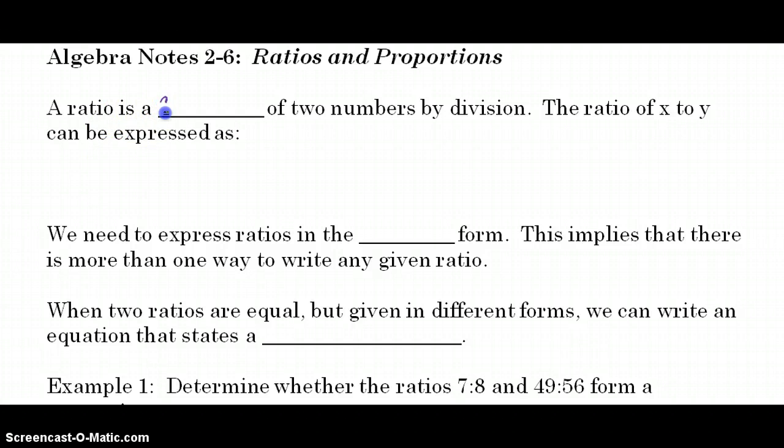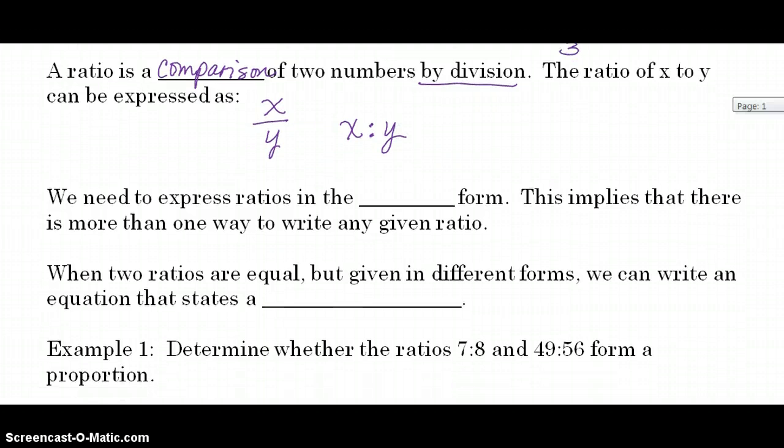A ratio is a comparison of two numbers, and we are doing that comparison by division. So a ratio is basically a fraction, where we compare 2 to 3. The ratio of x to y, we would write as x to y. Sometimes we write it as x:y with the colon. That's also indicating a comparison or a ratio.